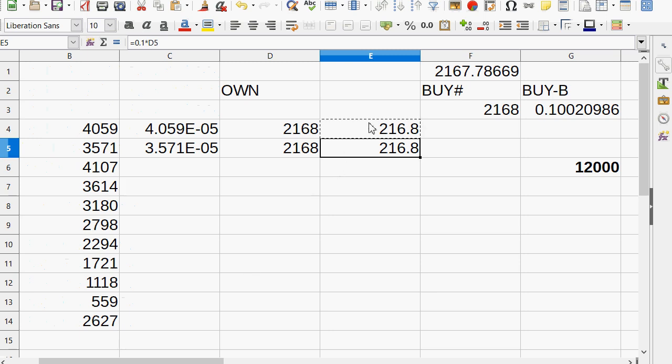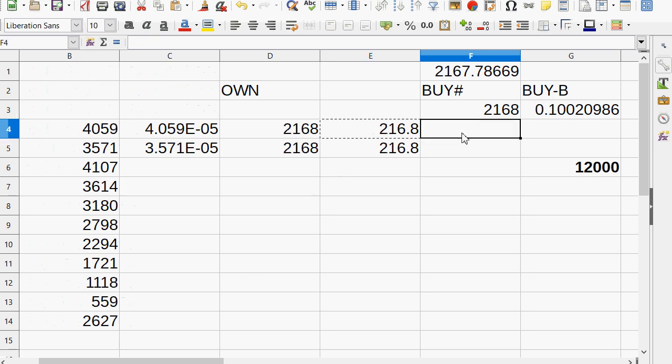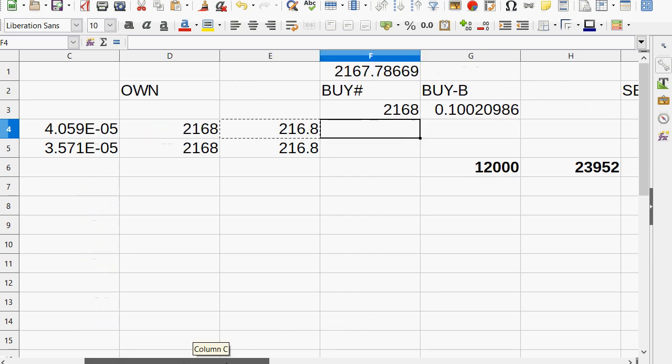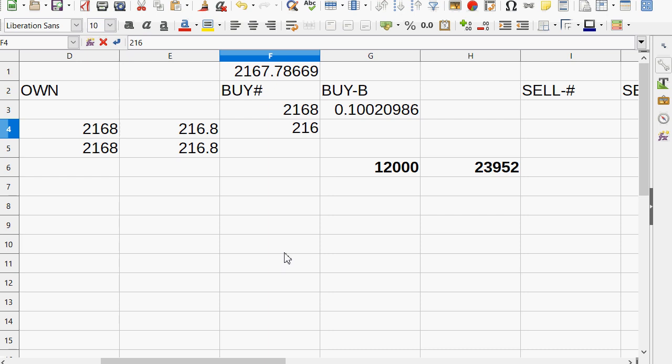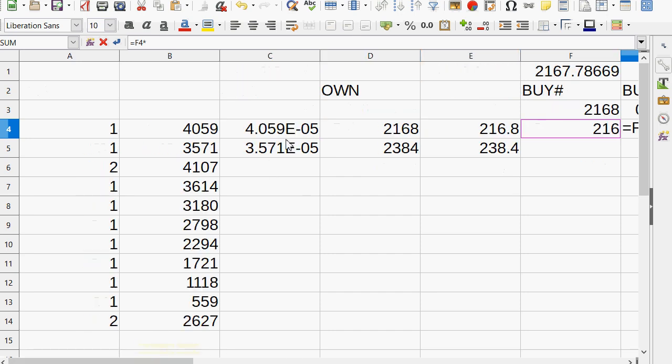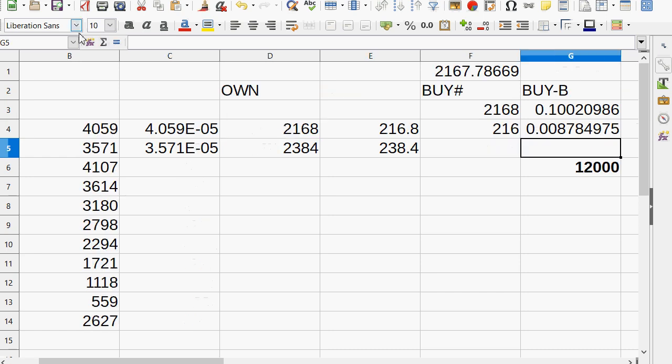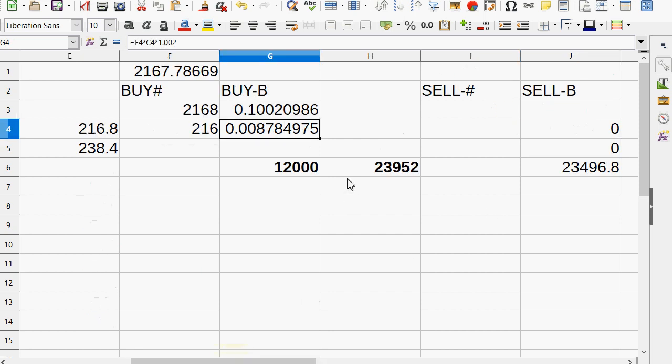Okay. So therefore, what we're going to do is, well, 10% of what we own is 216. So we'll do that same number again. So 216, which would equal what we bought, multiply the price, which is this one here, multiply, and we are paying rake, so 1.002. So we would have spent 0.008 on such a play.